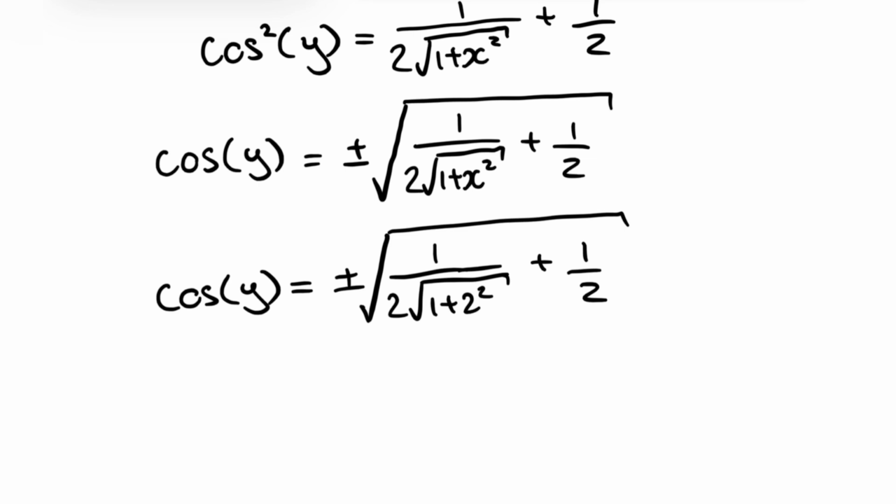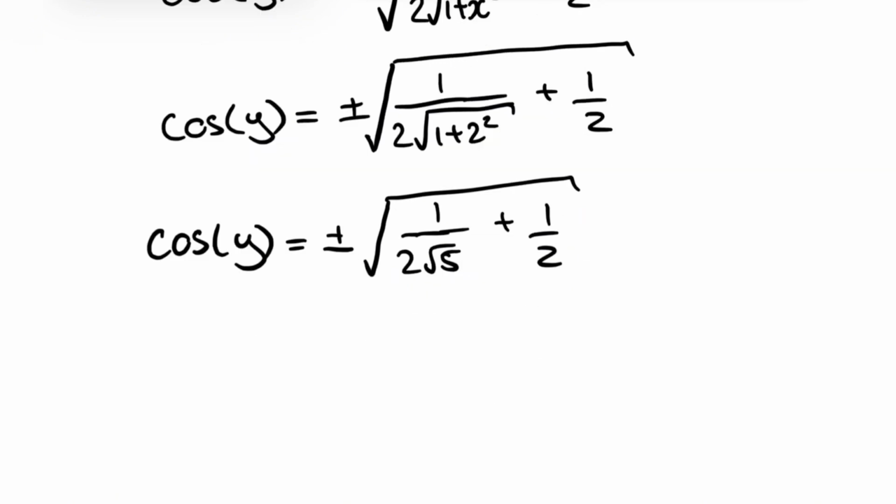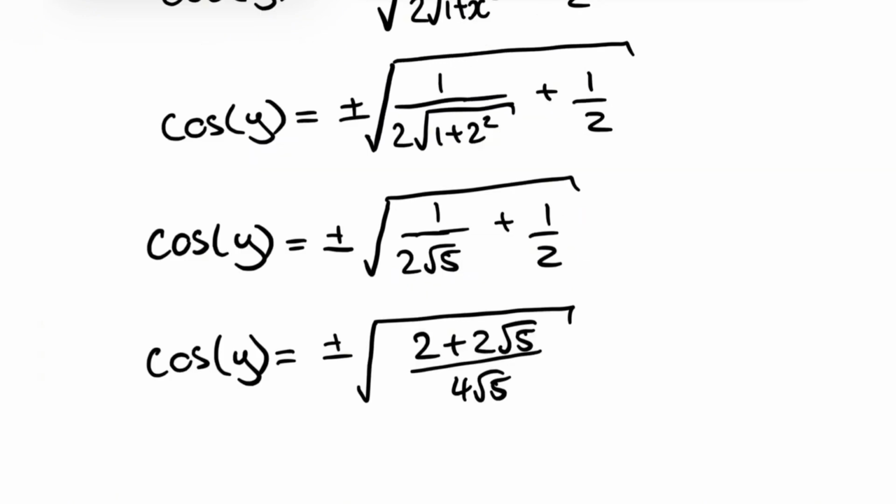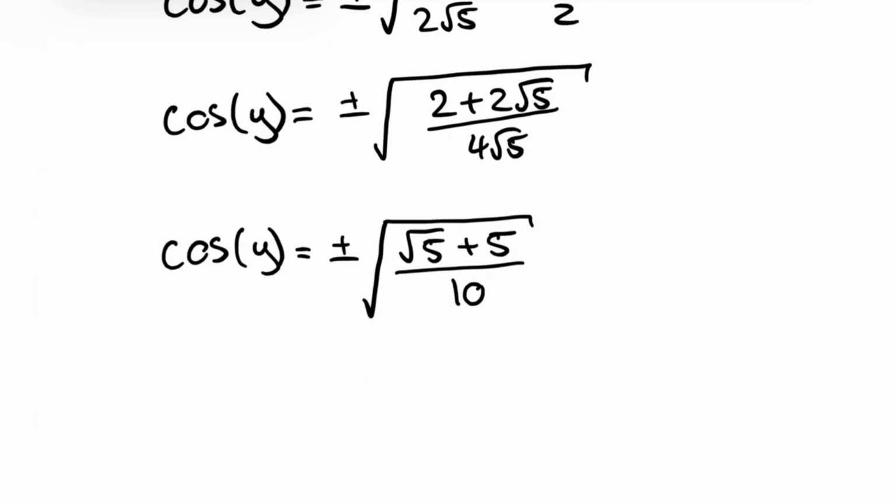So the square root of 1 over 2 times the square root of 1 plus 2 squared plus a half, which simplifies to 1 over 2 root 5 plus a half, which then simplifies to this, which, if you neaten up and rationalize the denominator, will give you this, plus or minus the square root of root 5 plus 5 over 10. So now we know exactly what cos of y is equal to.